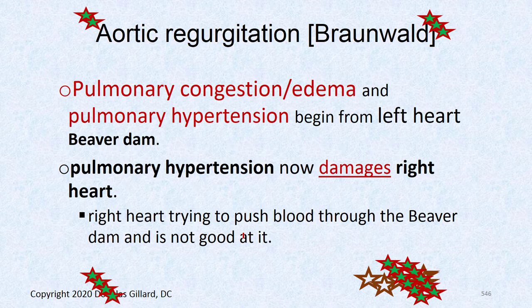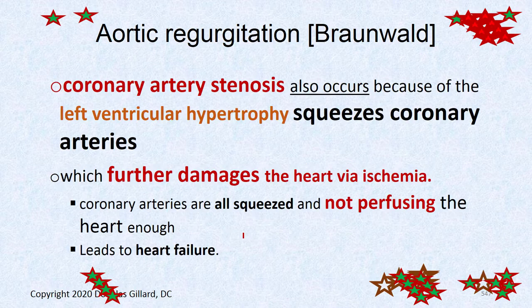Pulmonary congestion and edema, yep, that's part of the beaver dam, right? I don't think we need to explain that anymore. Pulmonary hypertension damages the right heart, then everything I just said. Coronary artery stenosis, everything I just said, also occurs because the left ventricle gets too muscle-bound and it squeezes the coronary arteries.